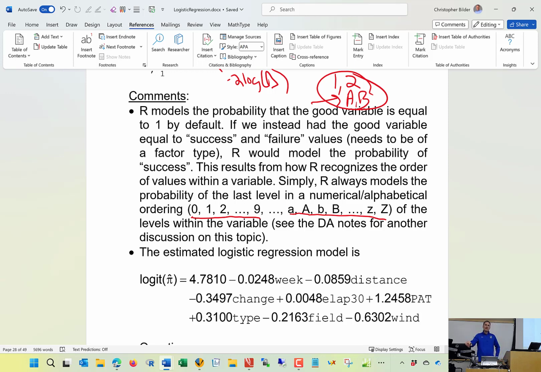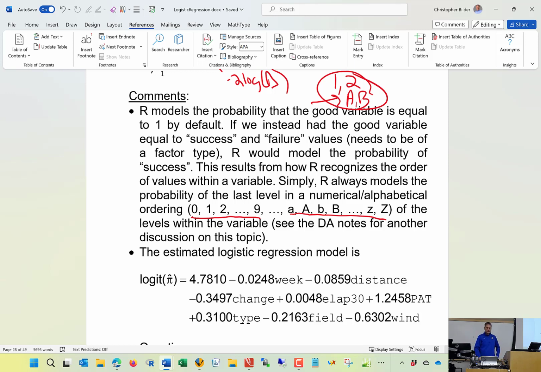Yes? How do I change the default? I mean, it says the default is the second level, 1. You would have to do one of the two things I just mentioned: use the if-else function or use the factor function to change the ordering.